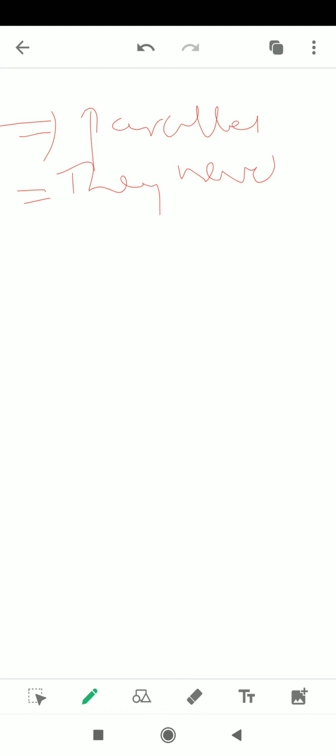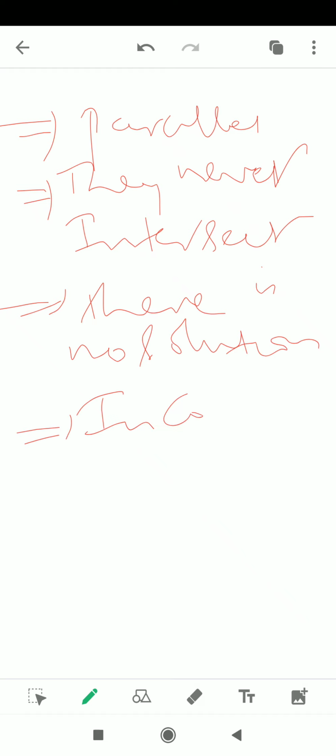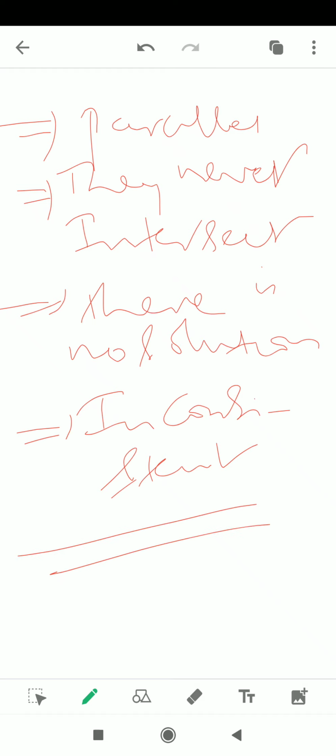Because the lines are parallel, they never intersect in the plane. Therefore, there is no solution. Therefore, they are inconsistent. Okay. Hence, we'll stop here and we'll see you in the next class.